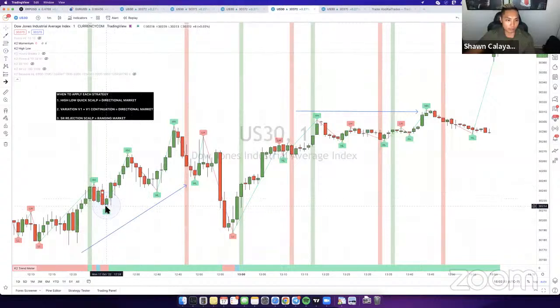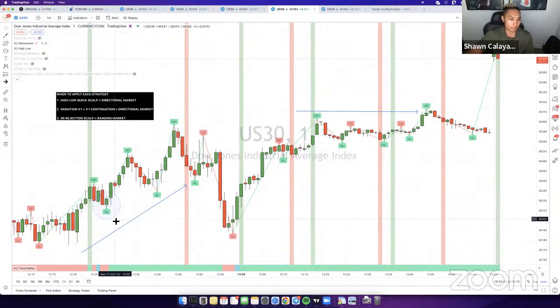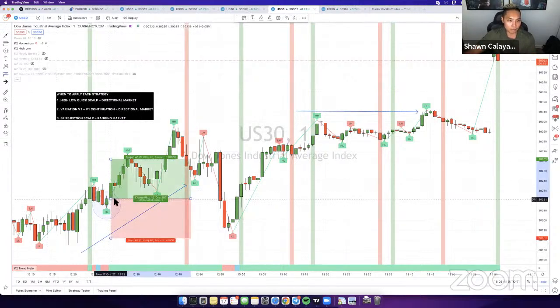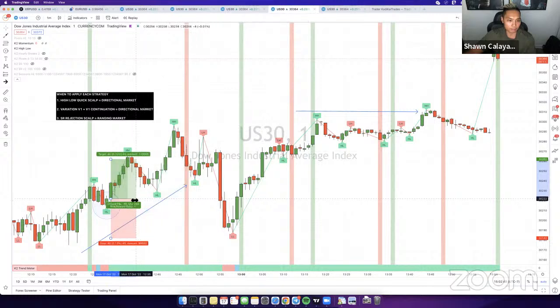So there's a V1 there, a V1 continuation, and it's also a high-low quick scalp. So you basically have 2 or 3 strategies in one. Odds of this hitting are close to 100%, which it does hit right there.